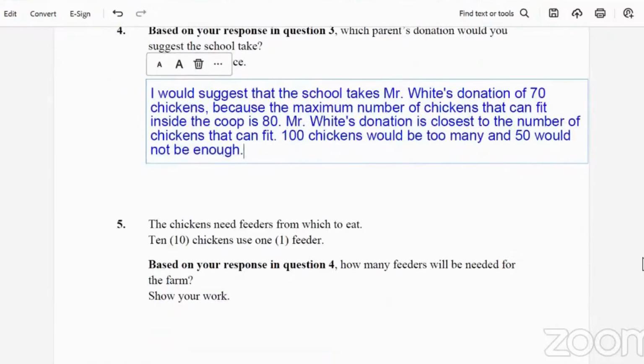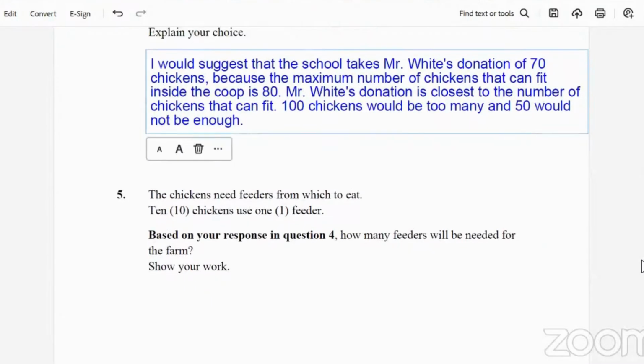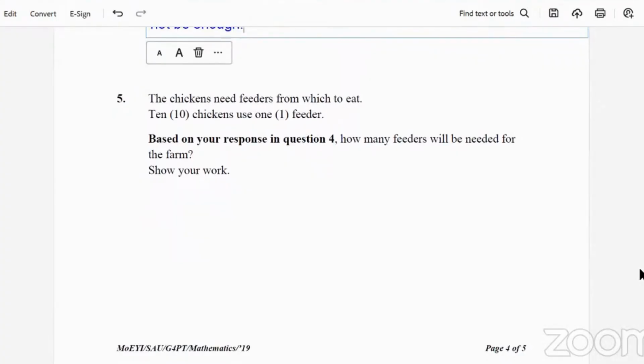So it says, based on your response in question 4, how many feeders would be needed for the farm? So we're working with the 70 based on Mr. White's donation. All right, so it says how many feeders will be needed. Since 10 chickens use one feeder, what we would do is to divide the number of chickens, right?